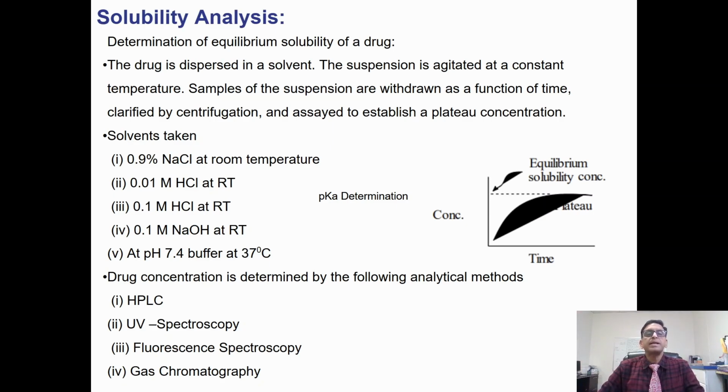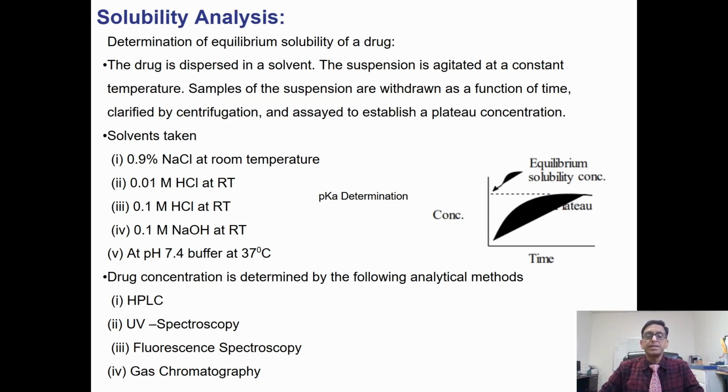Mostly, as I said, solubility is determined with water, aqueous solubility. Sometimes we also use different solvents under different conditions, like 0.9% sodium chloride normal saline at room temperature, 0.01 molar hydrochloric acid at room temperature, 0.1 N hydrochloric acid or 0.1 N sodium hydroxide, at controlled relative humidity and temperature conditions. A pH of 7 to 7.4 and buffer conditions are also used to understand the solubility behavior of the drug.